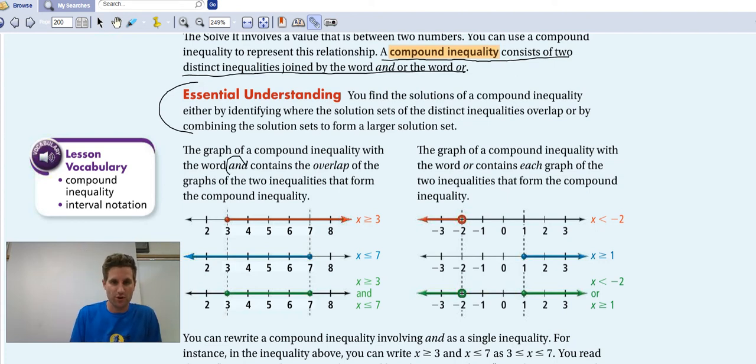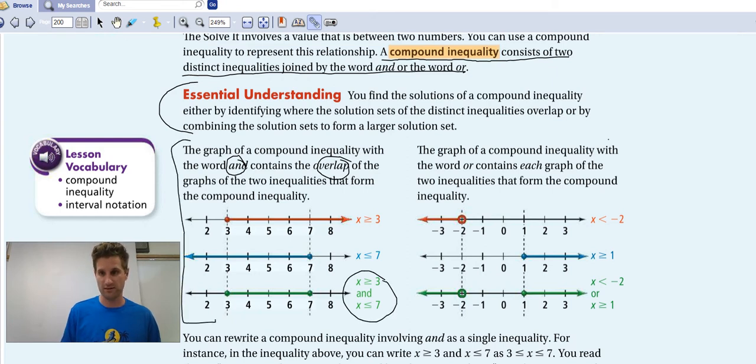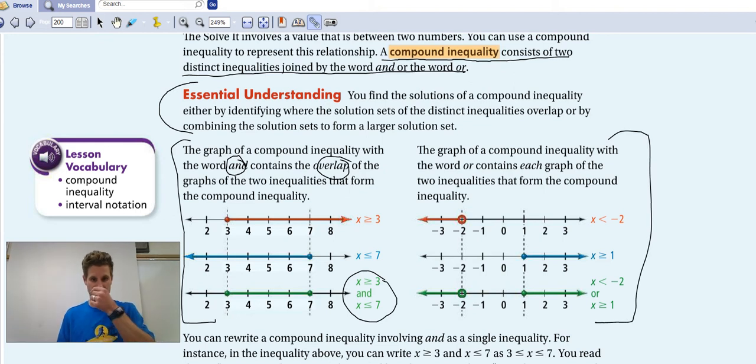So this is the word and, which implies overlap. And overlap. See how my hands are overlapping? So we look at the two inequalities. X is greater than or equal to 3, it's going that way. X is less than or equal to 7, this way. Where they overlap, that is the and portion. So I'd like you to go ahead and write all of this down. Okay, so a lot to write today.